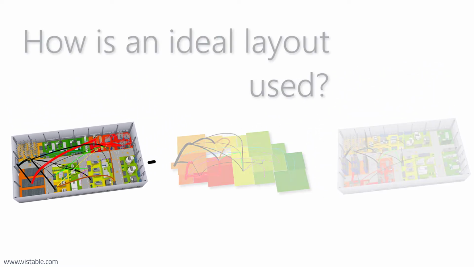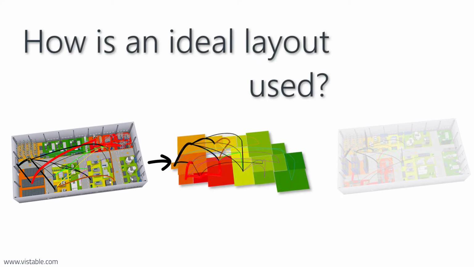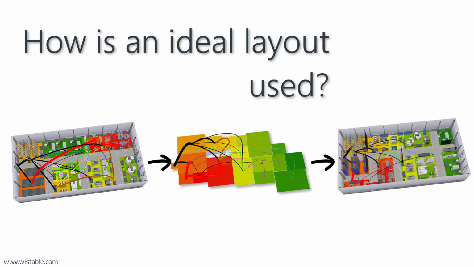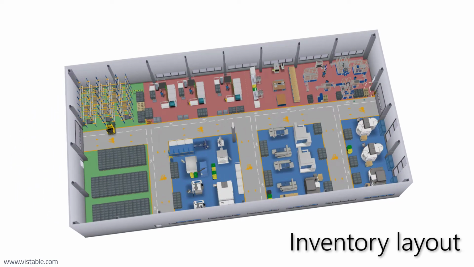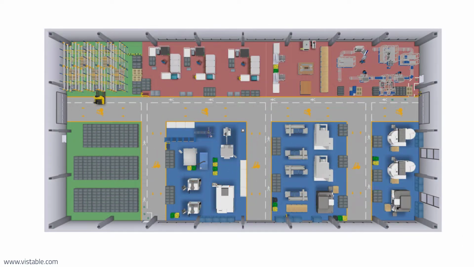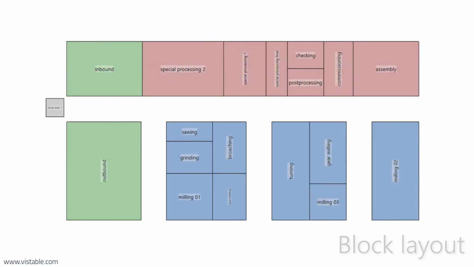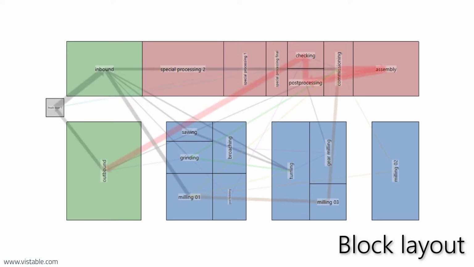Let's take a look at a simple example of how we build an ideal layout and how we transform it into reality. The starting point in the example is an existing solution. First, we remove all the restrictions shown previously and convert the existing solution into a simple block layout. Then, we visualize the material flows to take into account the relationships between the block layout objects.